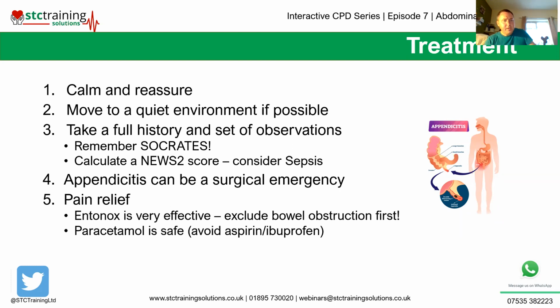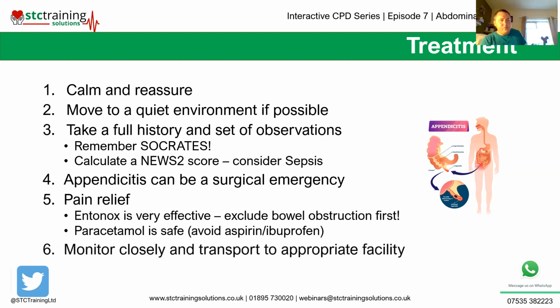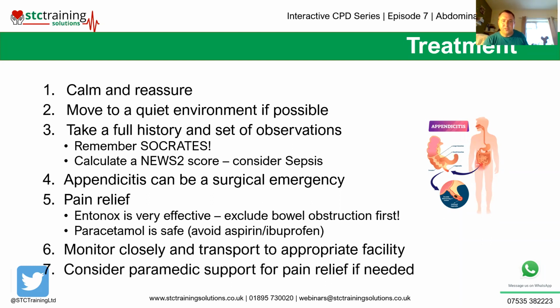Good. And then, of course, we're going to monitor closely, like all patients. These could be time critical. These patients could deteriorate. If their appendix is ruptured and they're getting sepsis, then, of course, they are going to be quite unwell. So consider paramedic support for pain relief. Obviously, paramedics in the UK carry, at the very least, morphine. Some paramedics carry even stronger stuff than that. But morphine, again, is very useful in situations like this. Or even IV paracetamol, which can be more effective than giving it orally, particularly if the patient's vomiting, obviously.